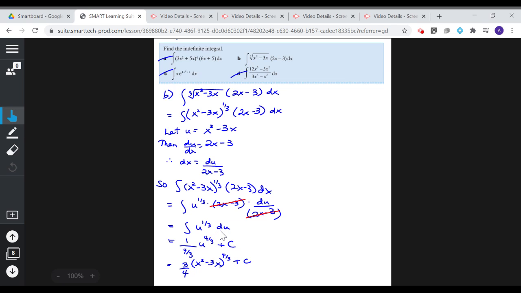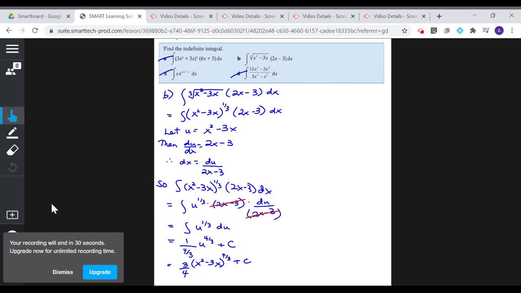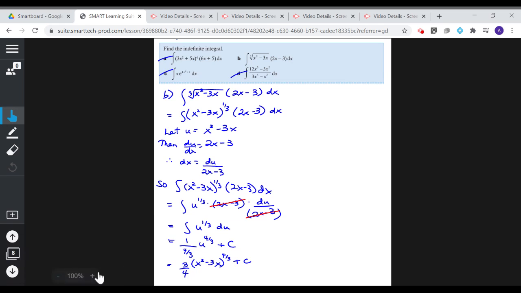I'm left with u to the 1/3 du as my integral. And remember that I add 1 to the exponent and I divide by the exponent plus 1. When I divide by this fraction, I multiply by the reciprocal, and I replace that u with the x squared minus 3x from above. Don't forget your plus c to indicate that there could be a constant that we have not yet figured out.